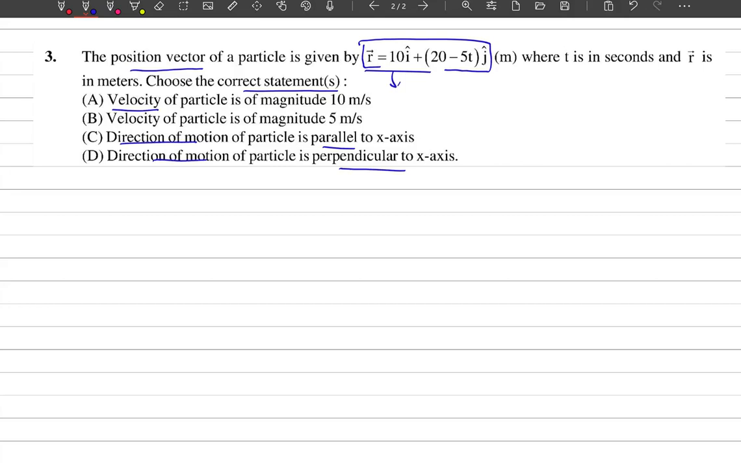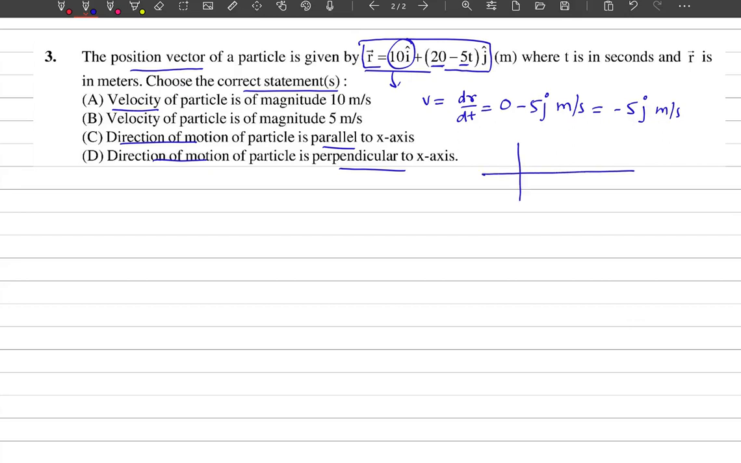By differentiating this. So v equals dr upon dt. सो फर्स्ट टर्म का डिफरेंशिएशन 0 हो जाएगा कांस्टेंट होने की वजह से. सेकेंड टर्म में 20 का डिफरेंशिएशन 0 एंड माइनस 5t का केवल 5 होगा. तो दिस इज माइनस 5j मीटर पर सेकेंड, राइट. सो वेयर इज दिस पार्टिकल गोइंग? इट इज गोइंग ऑन y axis डाउनवर्ड.